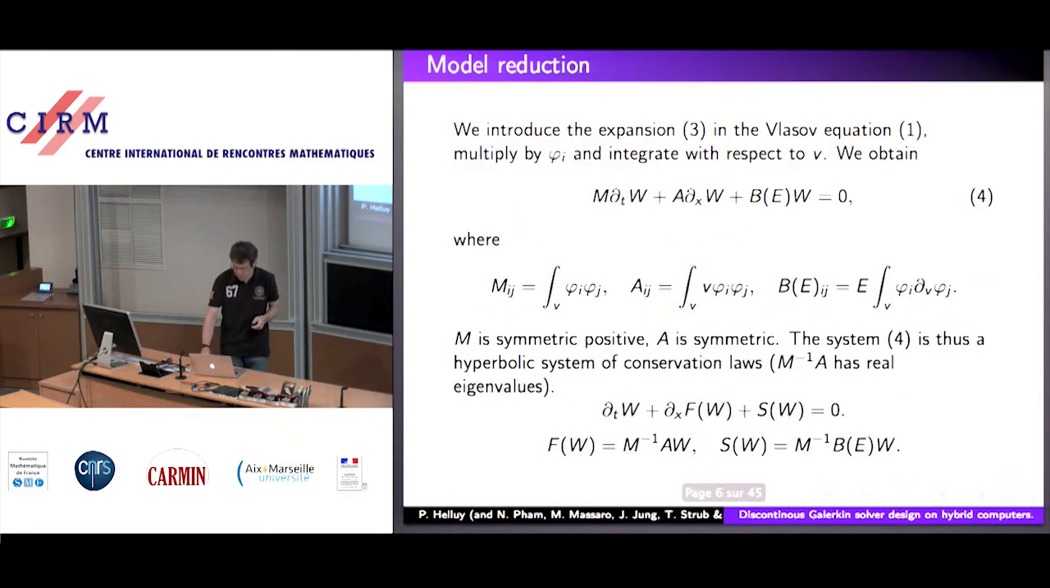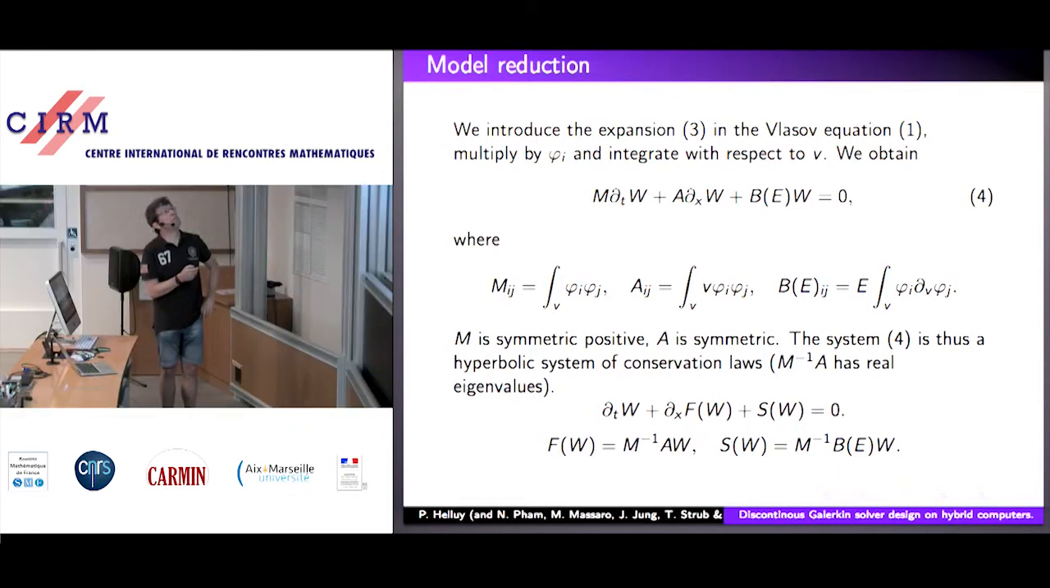And if you put this into the Vlasov equation, if you multiply by a test function in the same vector space phi I, and if you integrate with respect to v, in the end you obtain the following equation, where W, I repeat, is a vector of the coefficients on the basis. And you have matrices in this formula here. So M is a mass matrix, A is this matrix, and B, which depends on E, is given by this formula.